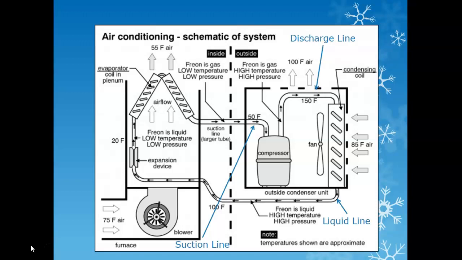So this is a decent guide to kind of what you should see. On the inside of your house, you have evaporator coils. You have your blower that's supposed to blow air into wherever you're settled. So it blows air through those evaporator coils to cool your air.